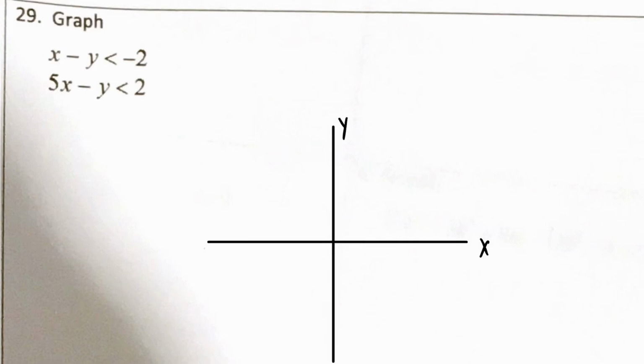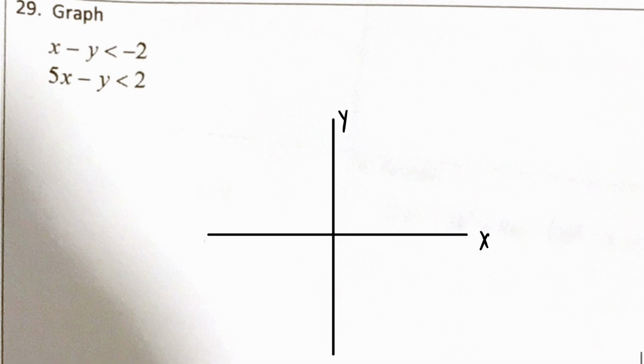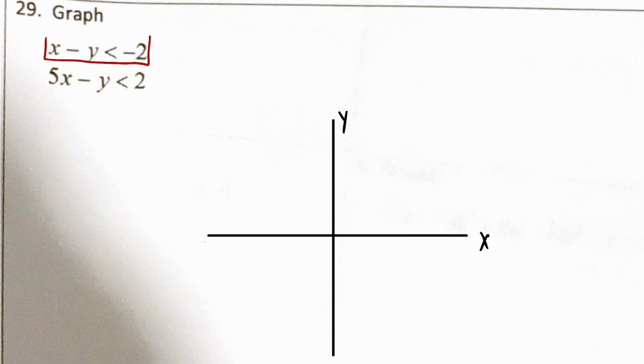Okay, let's graph standard form inequalities. For this, all you have to do is find the intercepts. You can write it in slope-intercept form, but that is not necessary. Here, you have to set x equal to 0 and y equal to 0.